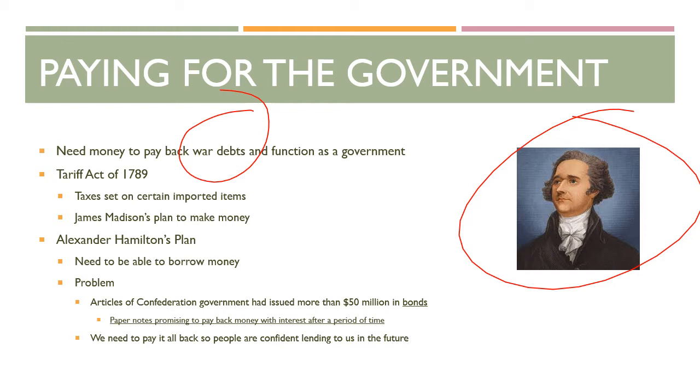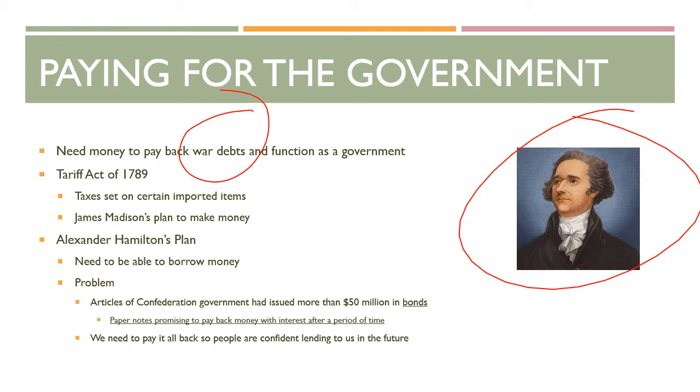But Alexander Hamilton said, yes, I agree. We need to do that. He was on board with that part of the plan. But he said, we also need more money than that. We need to have access to more money. And so he said we also need to be able as a government to borrow money, right?